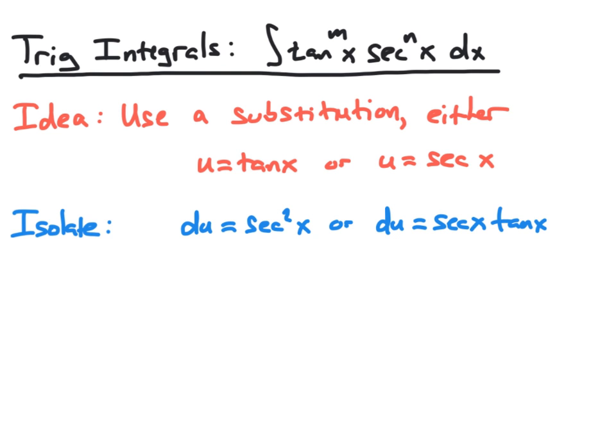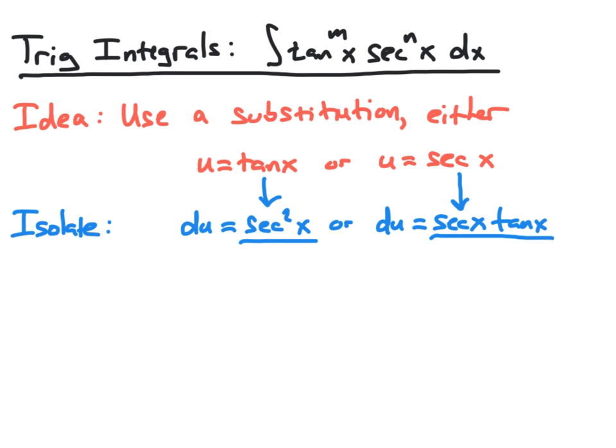In order to make either of these substitutions work properly, we need to isolate the derivative of the expression that we're letting u equal in each case, which means we need to either isolate secant squared of x, which is the derivative of tangent of x, or we need to isolate secant x times tangent x, which is the derivative of secant x.